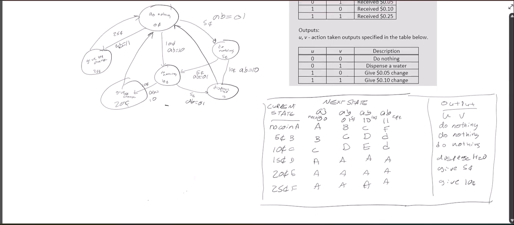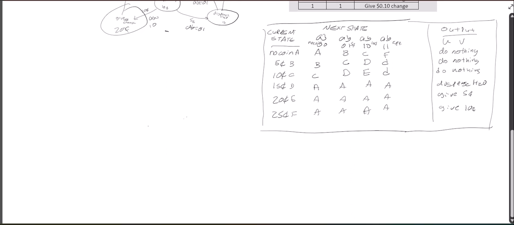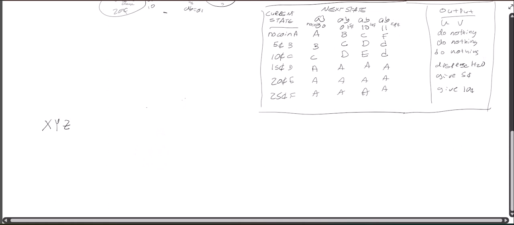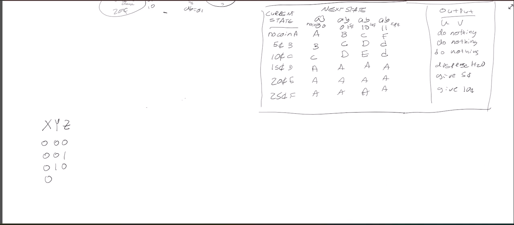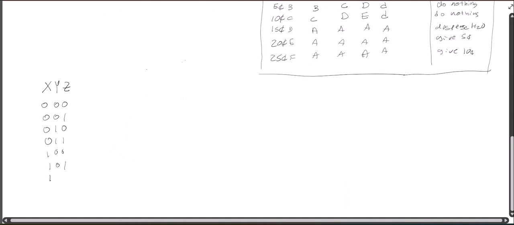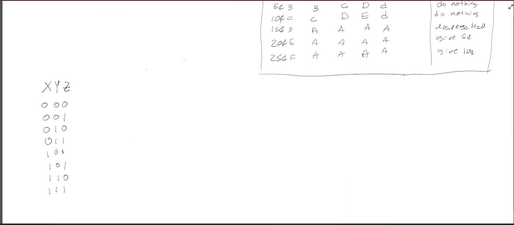Okay, now we need to decide, we need to assign states. So we have 1, 2, 3, 4, 5, 6 states. So that means we need 3 flip-flops. So yeah, I'll call them X, Y, Z. So this is our current state.